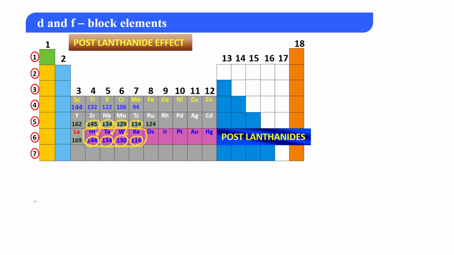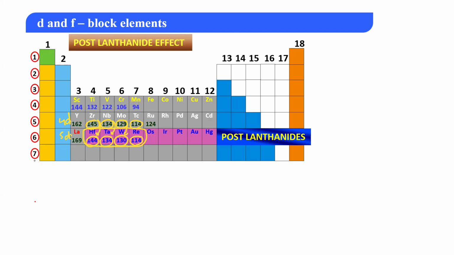Acha, this element is in which series? 4D series. This is 5D series. So elements of 4D and 5D will have similar chemical property. Why? They are known as chemical twins because their atomic size is similar.